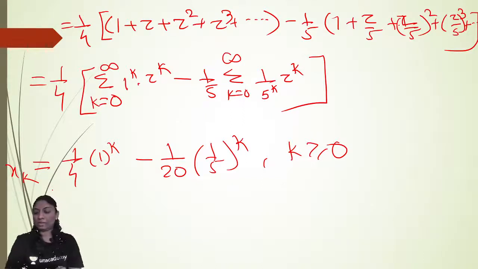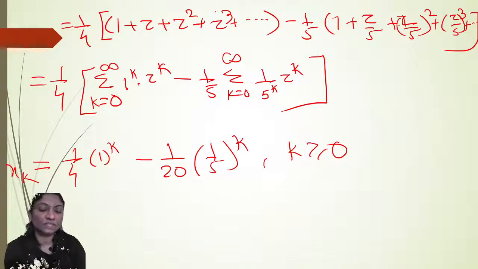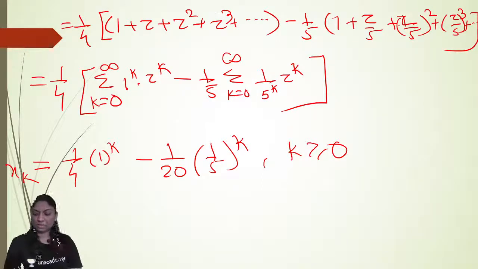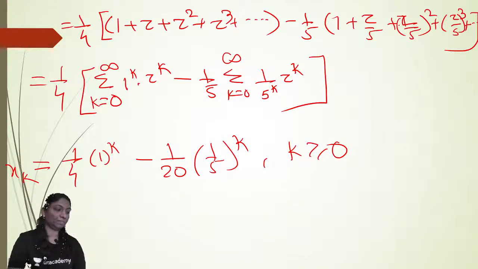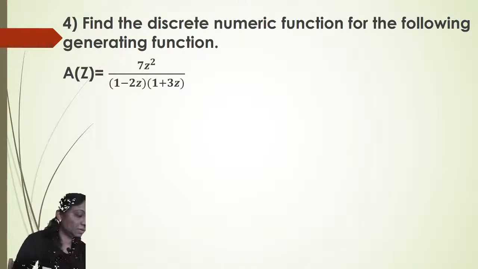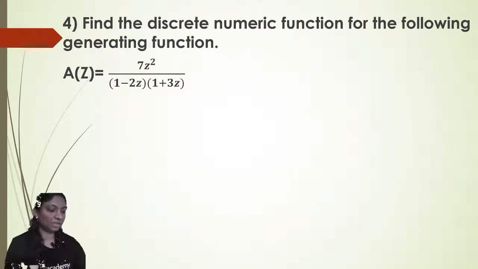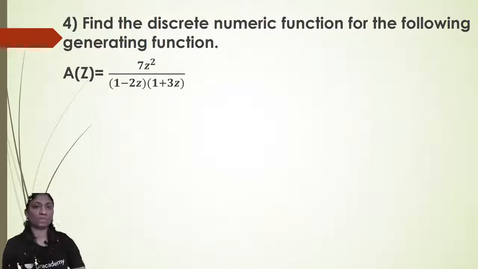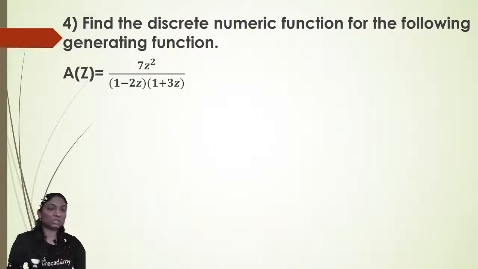Yeah. So with the help of this, you can find out the discrete numeric function in a similar way. I hope it is clear to you how to find out the discrete numeric function with the help of the generating function. Okay. Now again we will solve the next one. Find the discrete numeric function for the following generating function. A of z is equal to 7z square upon (1 minus 2z) into (1 plus 3z).